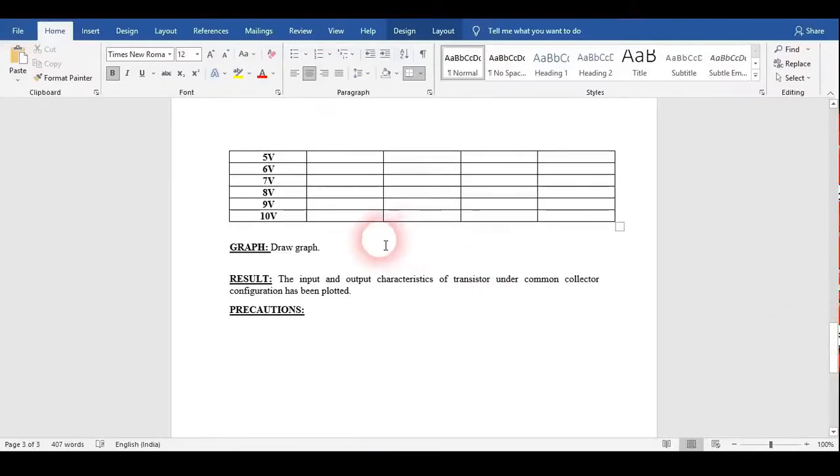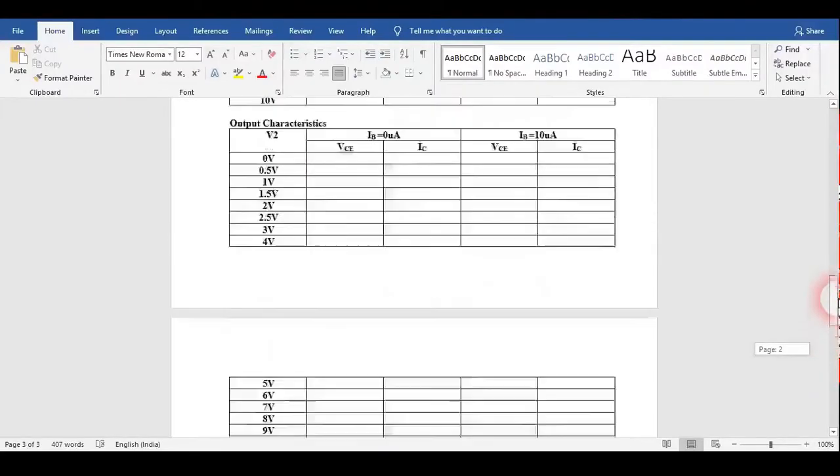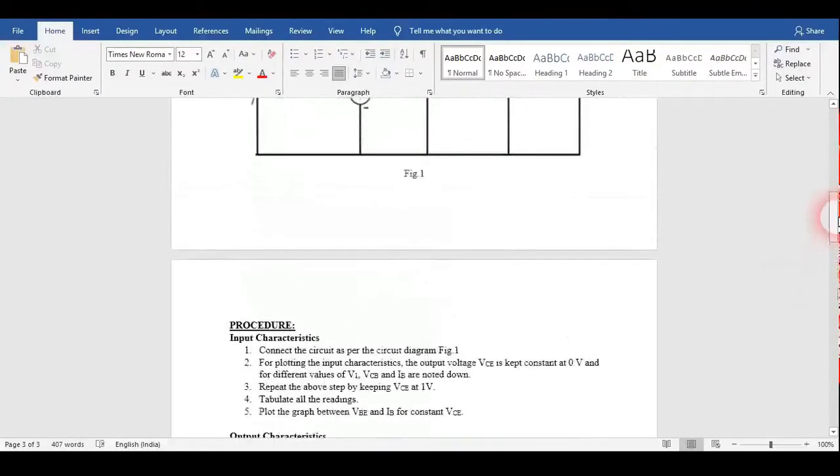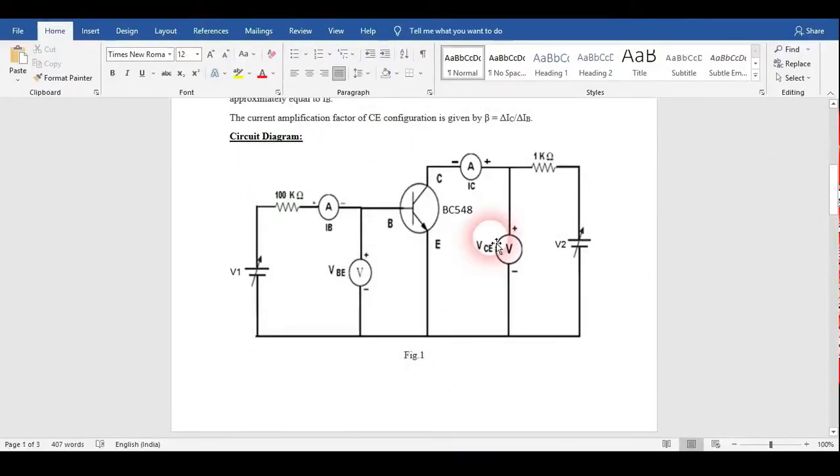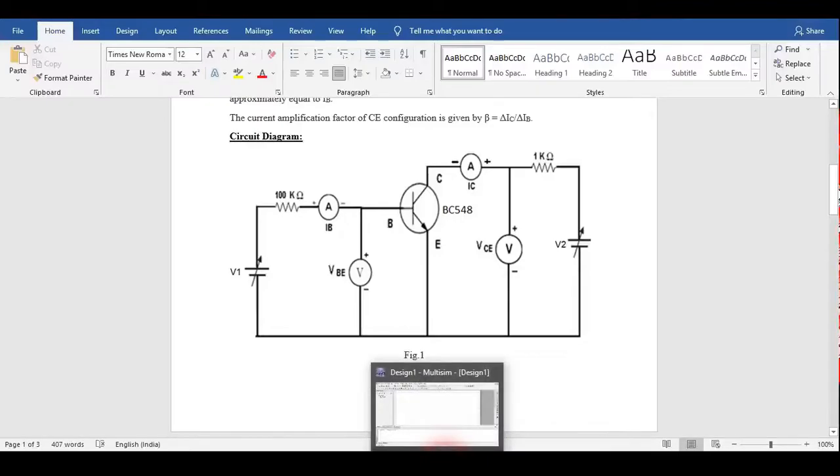Okay, so this is my experiment. In the graph, you have to draw the graph by taking the observations. We will plot the observations in Excel, of course, as it would be easier for us. Now I am going to draw the circuit in Multisim and show you how to perform this experiment. So now I am going for the Multisim part.